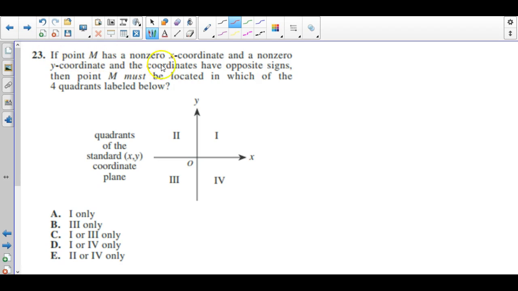Alright, if m has a non-zero x-coordinate and a non-zero y-coordinate, and the coordinates must have opposite signs, then it must be located in which of the quadrants? So what I would do is just want to know where your signs are, basically.